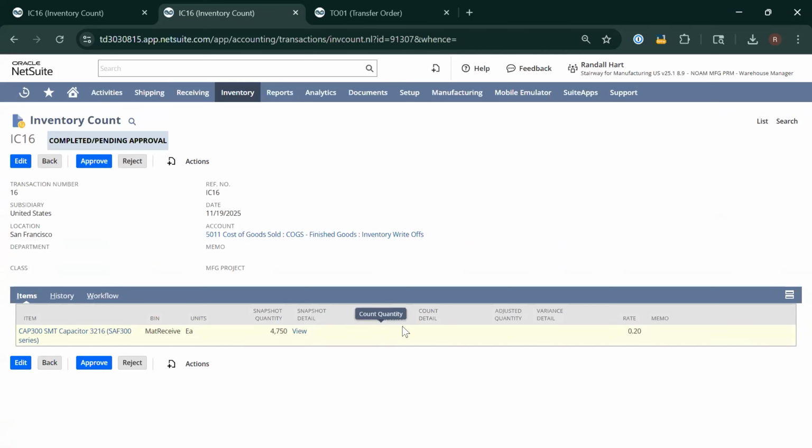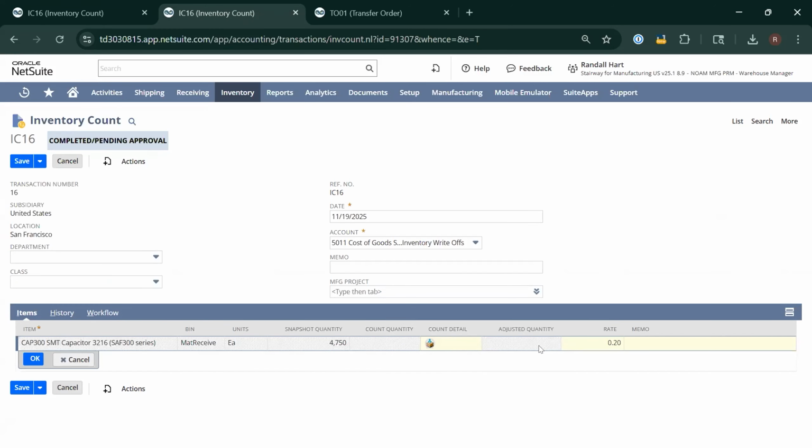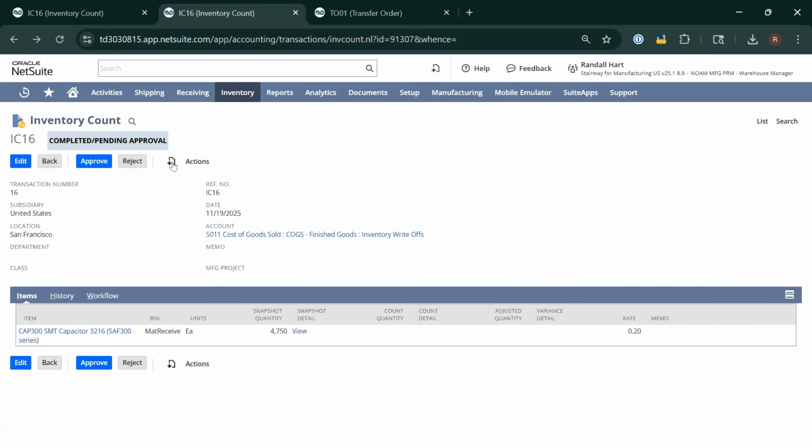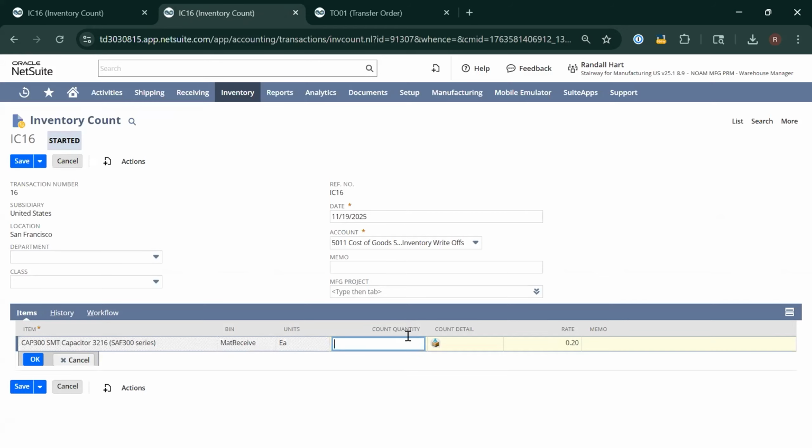Wait a minute. They didn't actually put a count in here. Okay. So let's edit this. I can't add my count because it's pending approval. I'm going to reject it. Now I can edit it and type in my count. And you can see that at the moment, it's not telling me how many there are existing. So I actually have to go count. I'm going to say 30, right? I'm going to hit save.